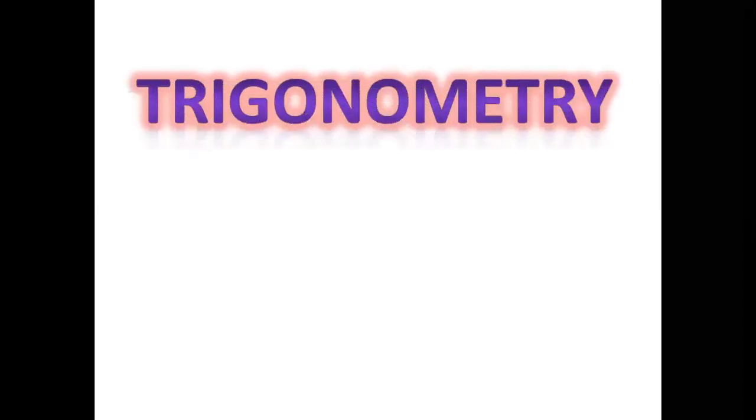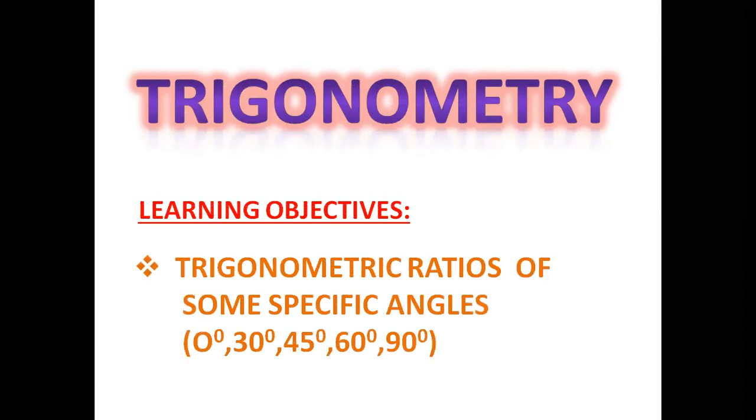Right. So in trigonometry, today our learning objective is very important: trigonometric ratios of some specific angles. Here, some specific angles means I'm taking 0 degrees, 30 degrees, 45 degrees, 60 degrees, and 90 degrees.